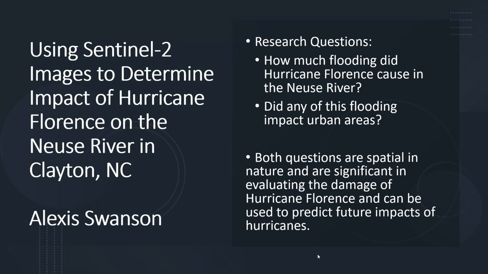Starting with my two research questions, my first is, how much flooding did Hurricane Florence cause in the Neuse River? And the second is, did any of this flooding impact urban areas? Both questions I am asking are spatial in nature and are important in evaluating the damage Hurricane Florence caused. This information on a wider scale could be used to predict future impacts of hurricanes.